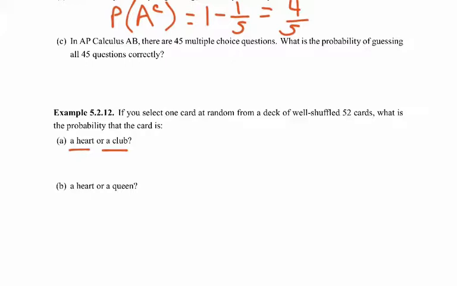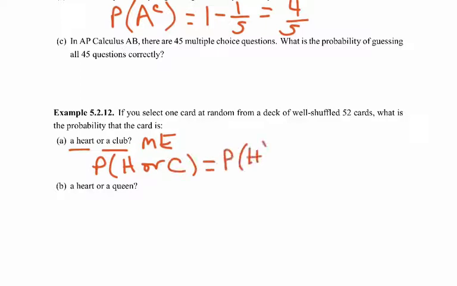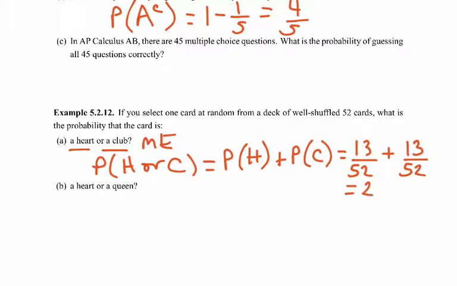It's either one or the other. So that means these are mutually exclusive events. So to find the probability of selecting a heart or a club, we can just say the probability of selecting a heart plus the probability of selecting a club. So there are 13 hearts in the deck and there are 13 clubs in the deck. So when we add those together, we get 26 out of 52.